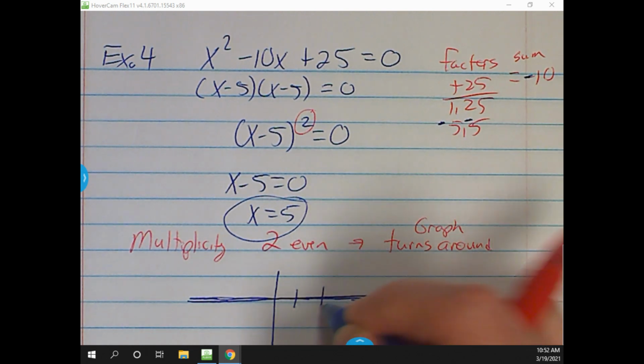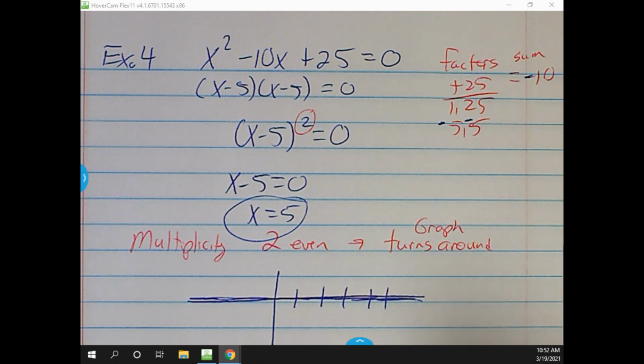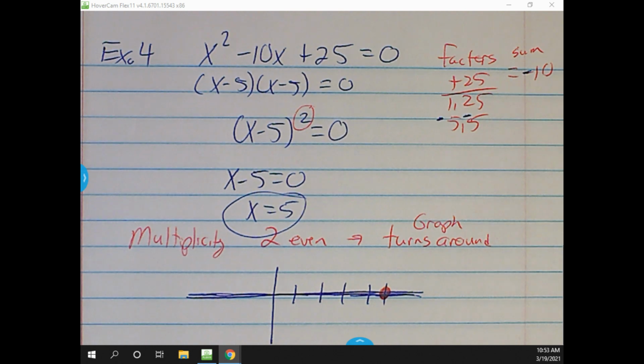So 1, 2, 3, 4, 5. So we got a dot right there. That means if you've got this point, there's only two options it can be. It's either going to be like this or it's going to be like that, because it says the graph's not going to go through, it's going to turn around.